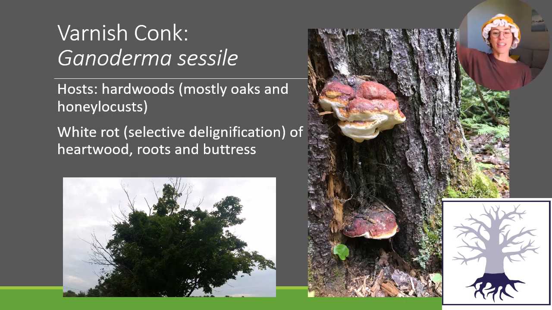Let's start off with Varnish conk, aka Ganoderma sessile. All right, so this one's going to be mostly on the hardwoods, again, depending on your location. I find it mostly on the oaks and the honey locusts, but it can be on plenty of trees. It is a white rotter selective delignifier, so that means it creates that super stringy rot where it's mostly leaving behind the cellulose and getting rid of the lignin. So you get that really stringy loss of compressive strength within the tree.